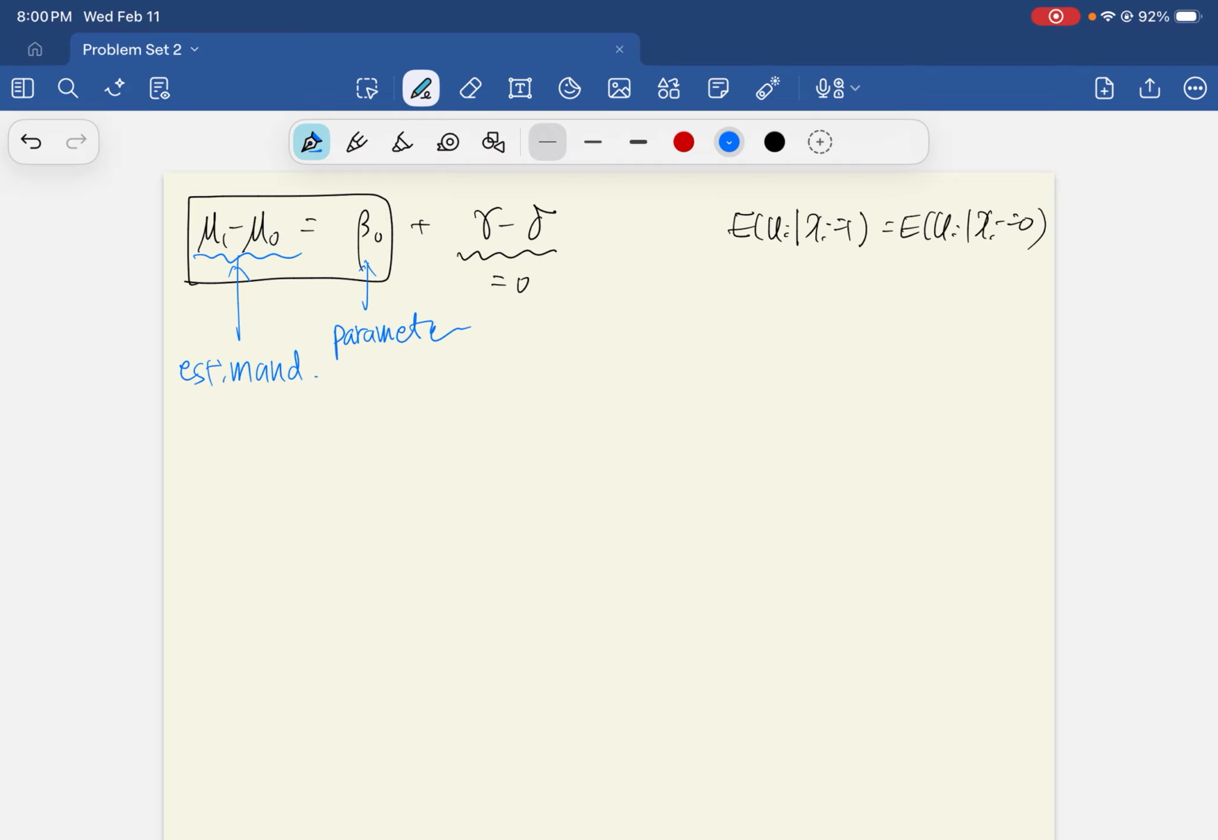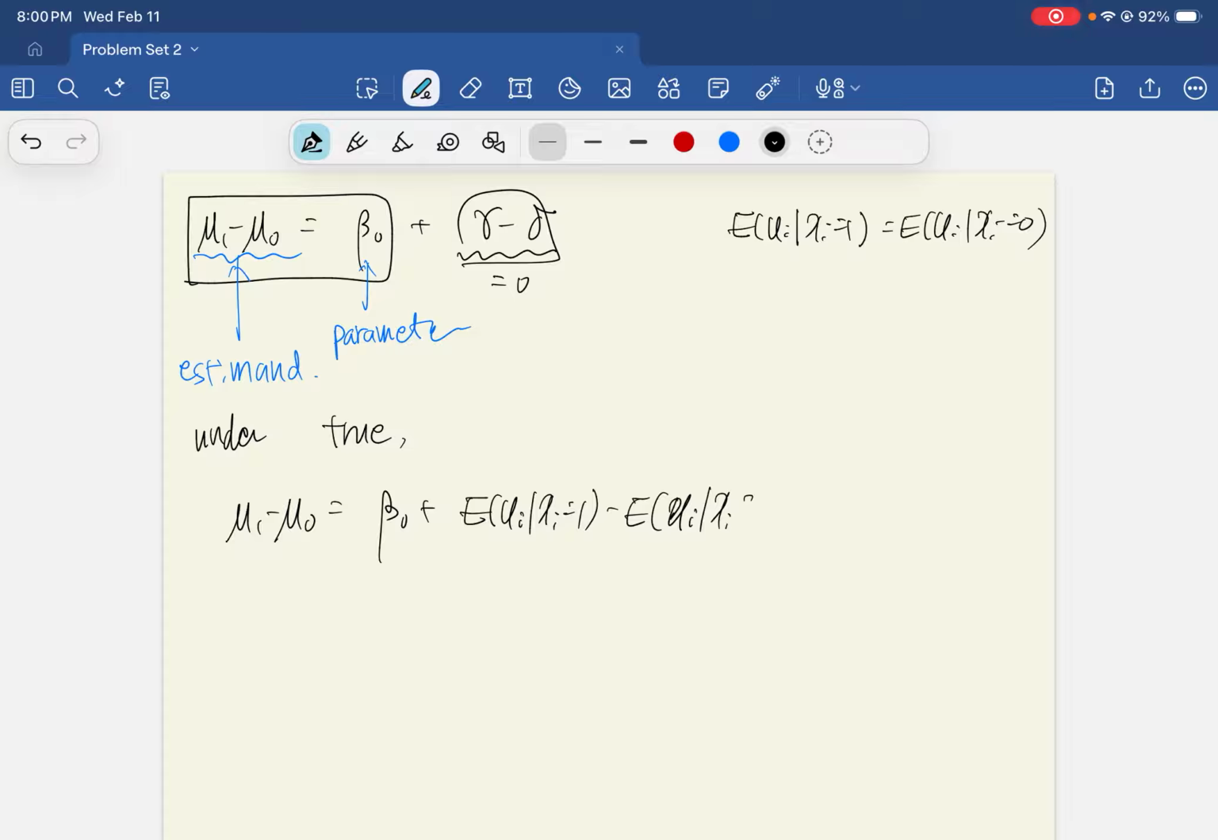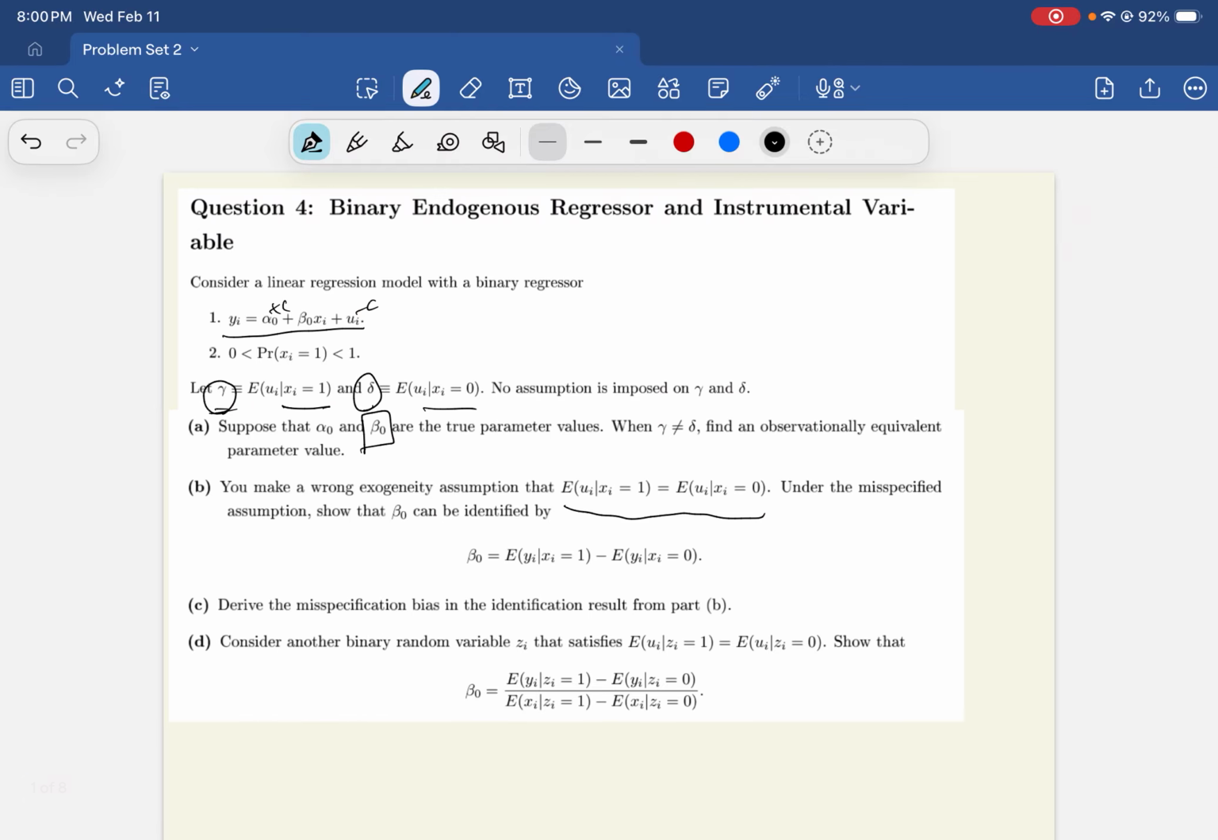The difference is, under the true model, mu1 minus mu0 is beta 0 plus this guy. Actually, no algebra is needed. So gamma minus delta is the misspecification bias. Right? So this is the simplest version of the misspecification, the endogeneity problem. And C, I derived. I showed you B and C at the same time. All right. So when gamma equals delta, then mu1 minus mu0 identifies beta, but it is misspecified.